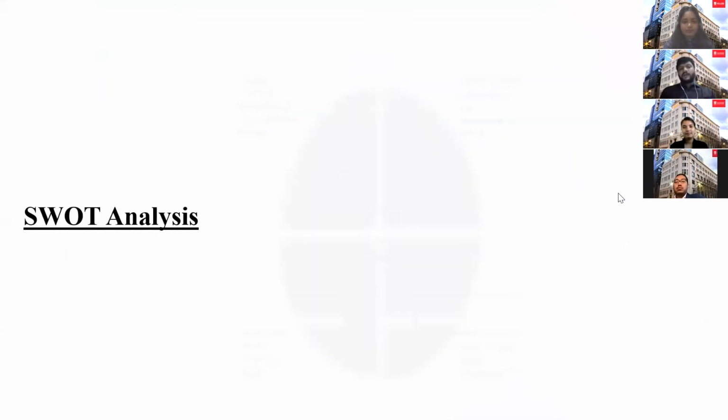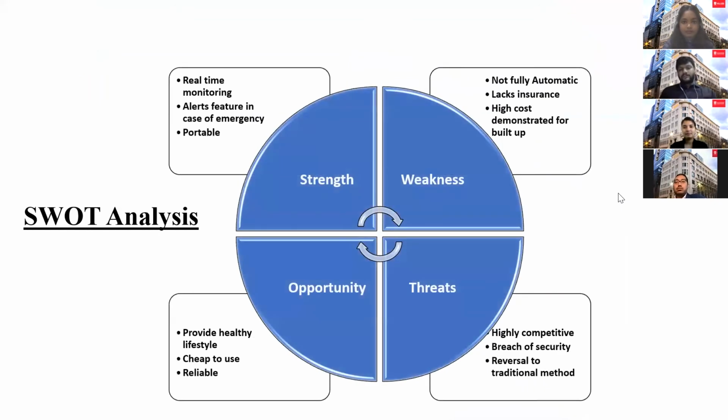While coming to the SWOT analysis, the strengths describe real-time monitoring, and alerts to the family in case of emergency. It is portable. And while coming to the weaknesses, it is not fully automated. It lacks insurance. High cost is demonstrated for the build-up of this machine. And we have a number of opportunities, like providing a healthy lifestyle, being cheap to use, and being reliable.